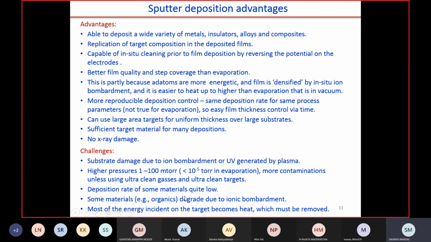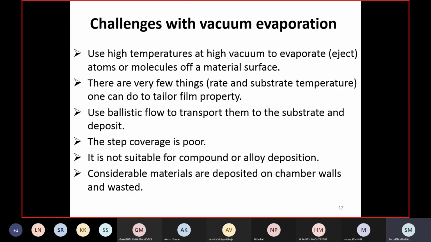Deposition rate for some materials is quite slow, and some materials degrade due to ionic bombardment, and most of the energy incident on the target becomes heat, which must be removed. So there will actually be some heating. Like PVD, here also a continuous cooling arrangement will be there to cool down the temperature of the target. So these are some of the things.